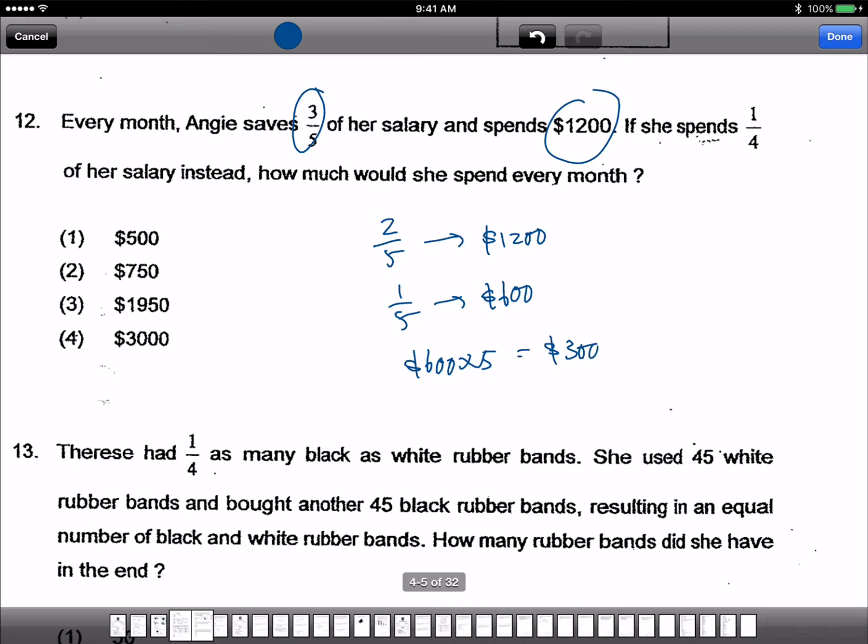Her salary is $3,000. So how much will she spend if she spends 1/4? So we take 1/4 times $3,000, $750. Answer is 2.